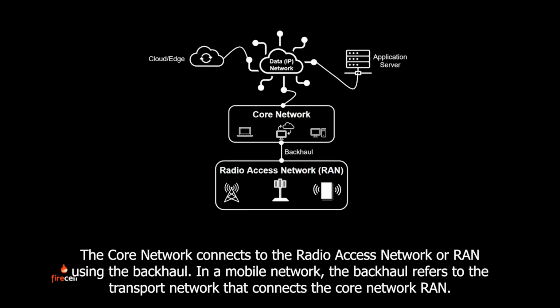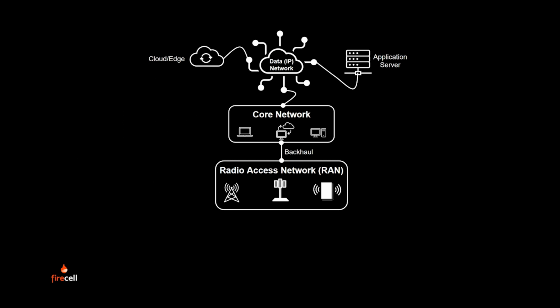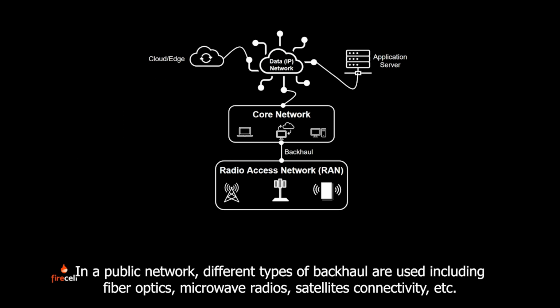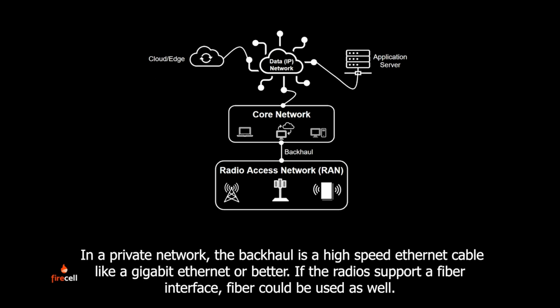The core network connects to the radio access network, or RAN, using the backhaul. In a mobile network, the backhaul refers to the transport network that connects the core network and the RAN. In a public network, different types of backhauls are used, including fiber optics, microwave radios, satellite connectivity, etc. In a private network, the backhaul is a high-speed Ethernet cable like a gigabit Ethernet or better. If the radios support a fiber interface, fiber could be used as well.